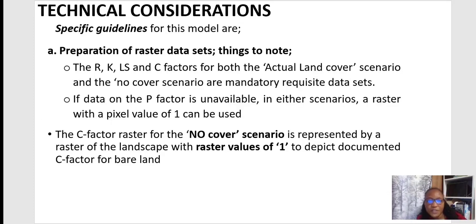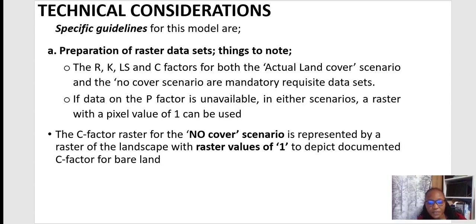So what are the specific technical considerations or guidelines that you need when you're working with this model? The R, K, L, S, and C factors for both the actual land cover scenario and the no cover scenario are mandatory requisite data sets. If data on the P factor is unavailable in either scenario, a raster with a pixel value of 1 can be used. Remember, we said the P factor is the management practices.